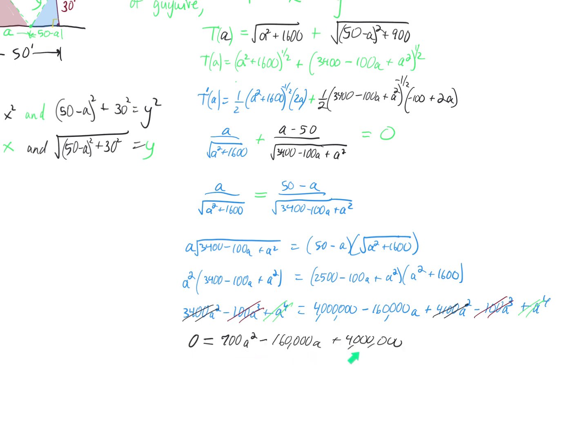All right, quadratic formula, here we go. But first, let's factor out 100. And so we get a is 200, or 28.571. And 200 doesn't make any sense in this context. So it must be 28.571.